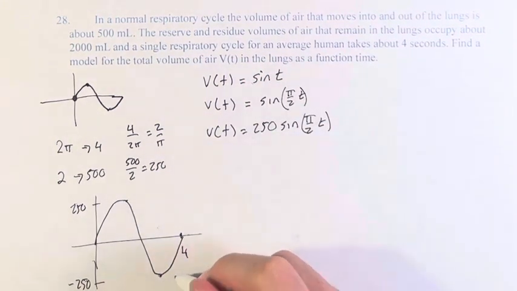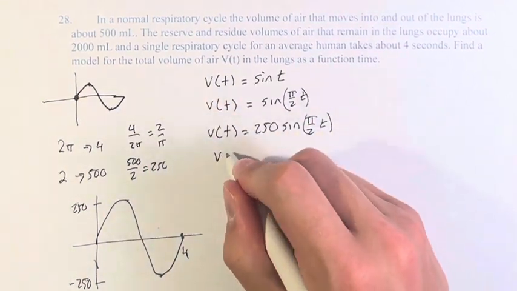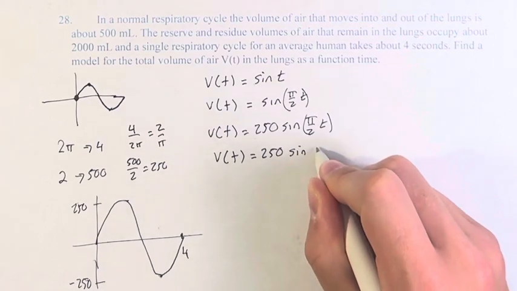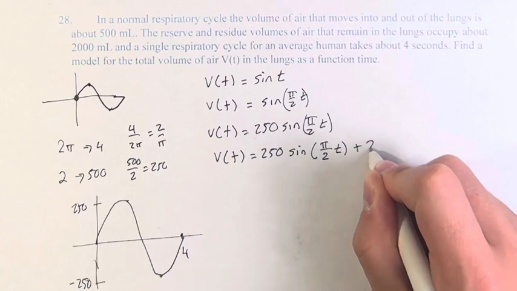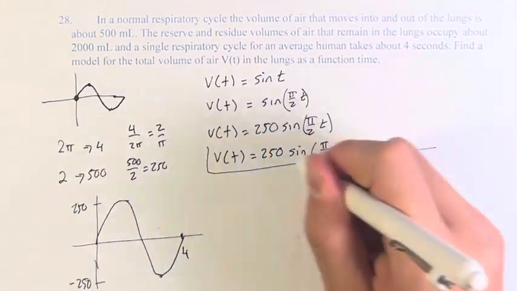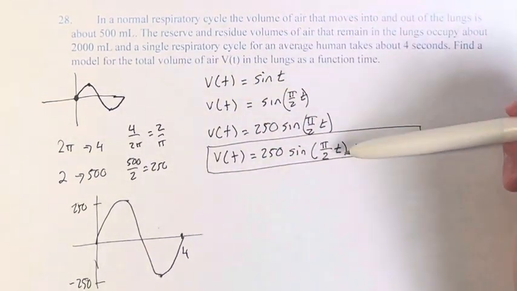So we are raising it up 250 plus another 2,000, so V of t is equal to 250 times the sine of pi over 2 t plus 2,250. And this is your function V of t, which represents the volume of air in the lungs as a function of time t.